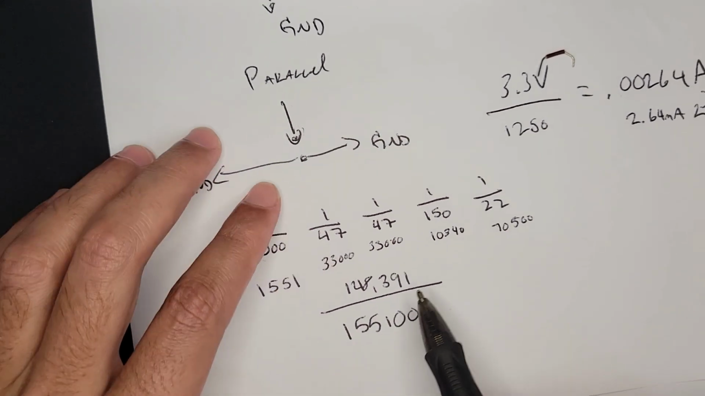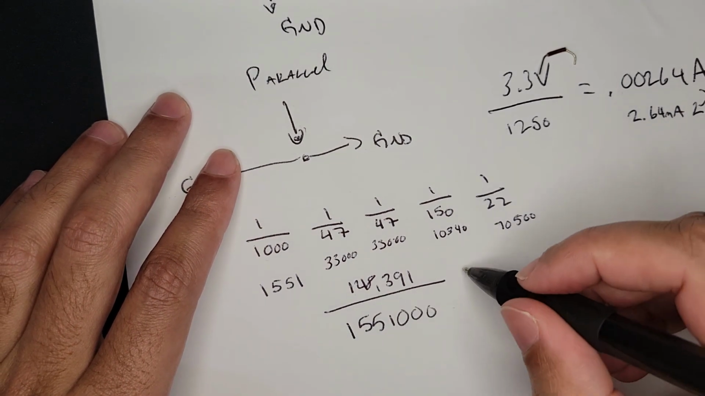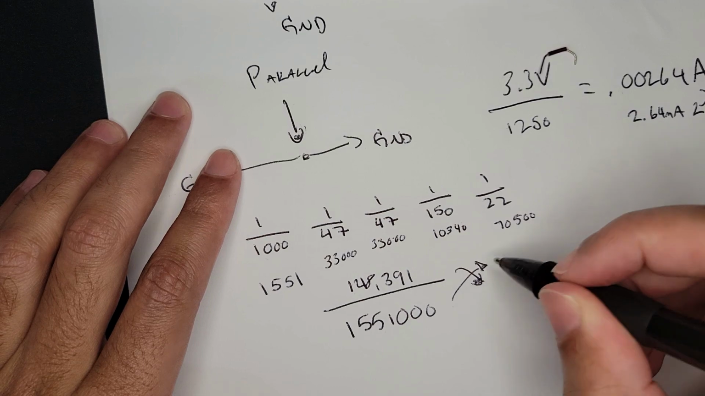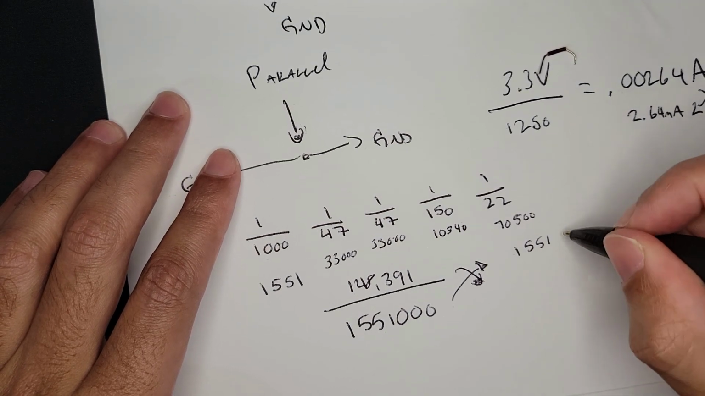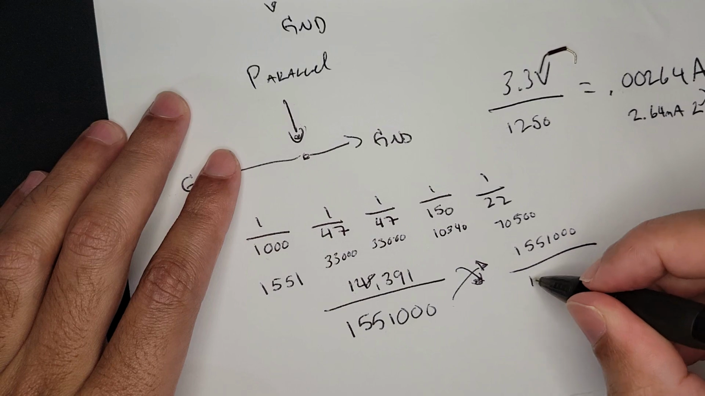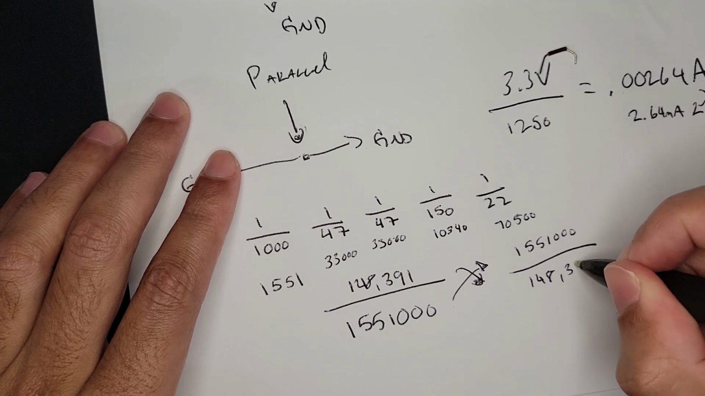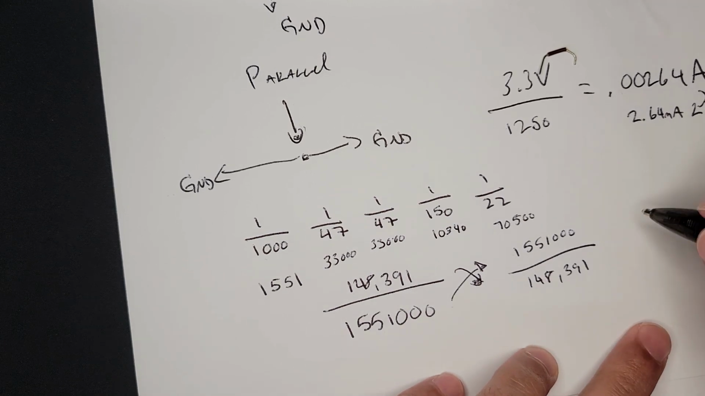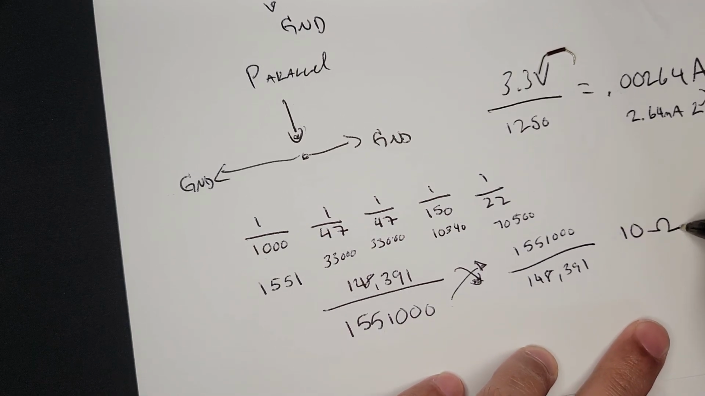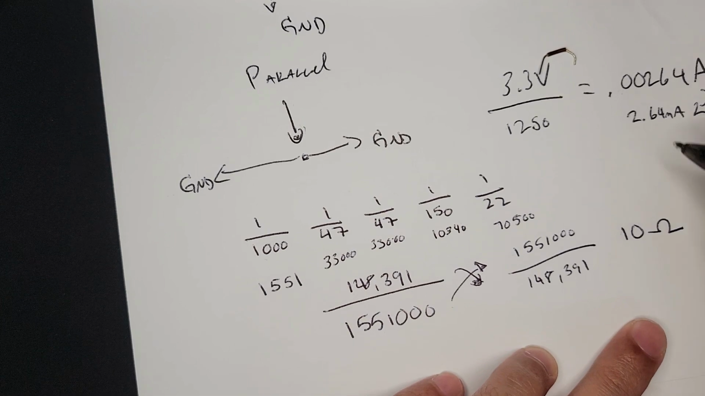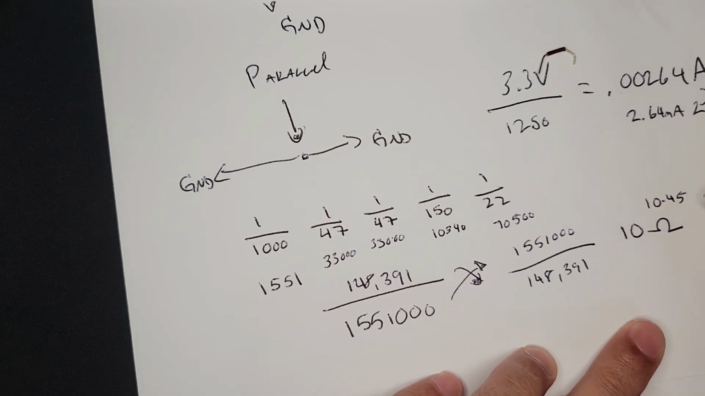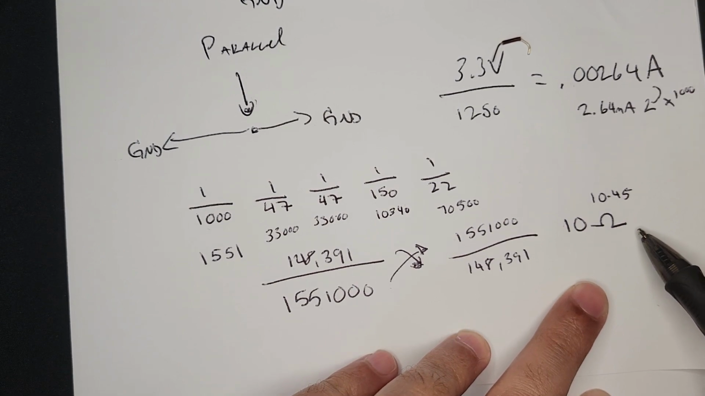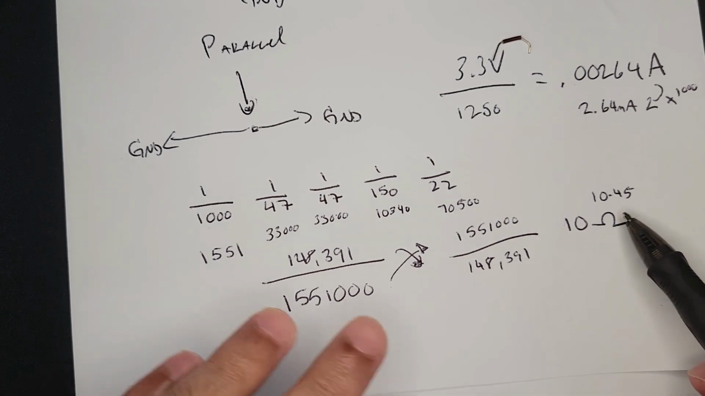So 148,391 over 155. Once we get to this point, we have to invert it again. So we just flip it, they change positions. So we get 1551000 over 148,391. And if I do that, we get a value of 10.45. So I think it's 10 ohms that we're getting here.